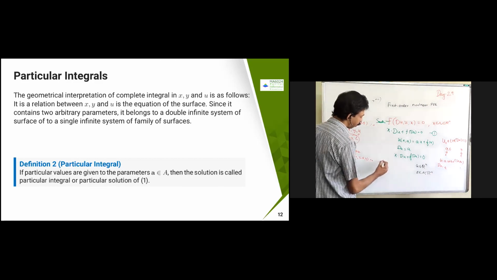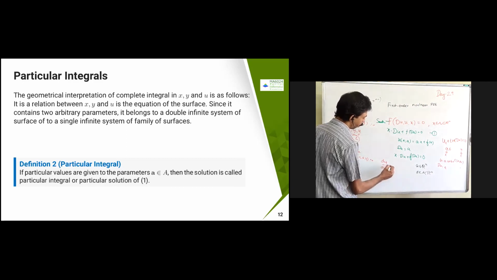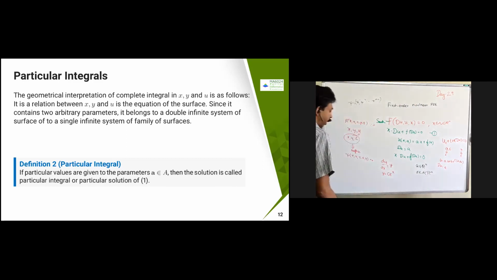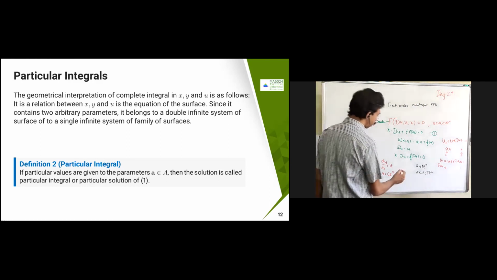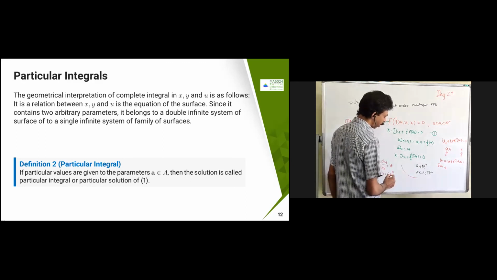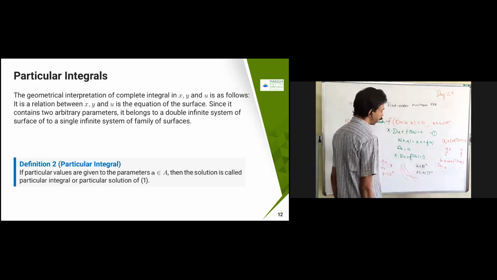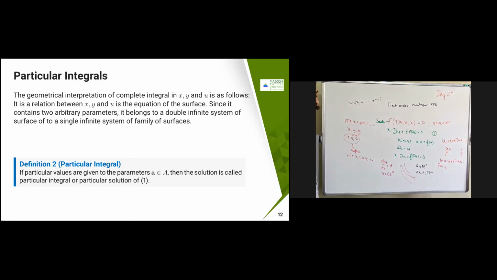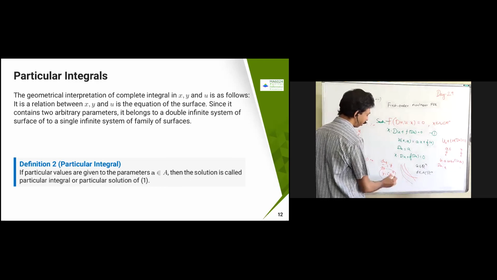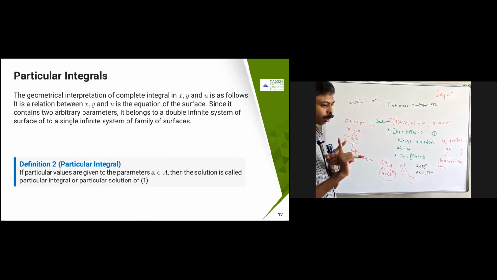For example, we take dy by dx equal to y. Then you are going to get y equal to c e power x. Since c is there, you are going to get an infinite number of curves, some positive, some negative, depending on c. It is going to be a family of curves in this case, because you have one parameter.